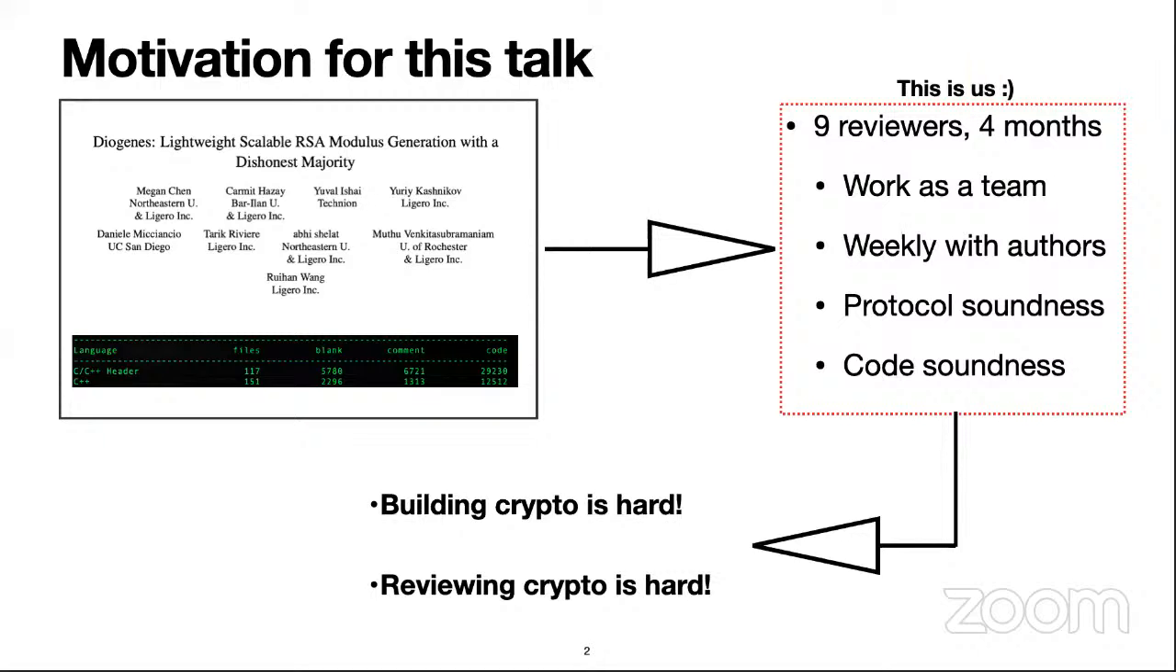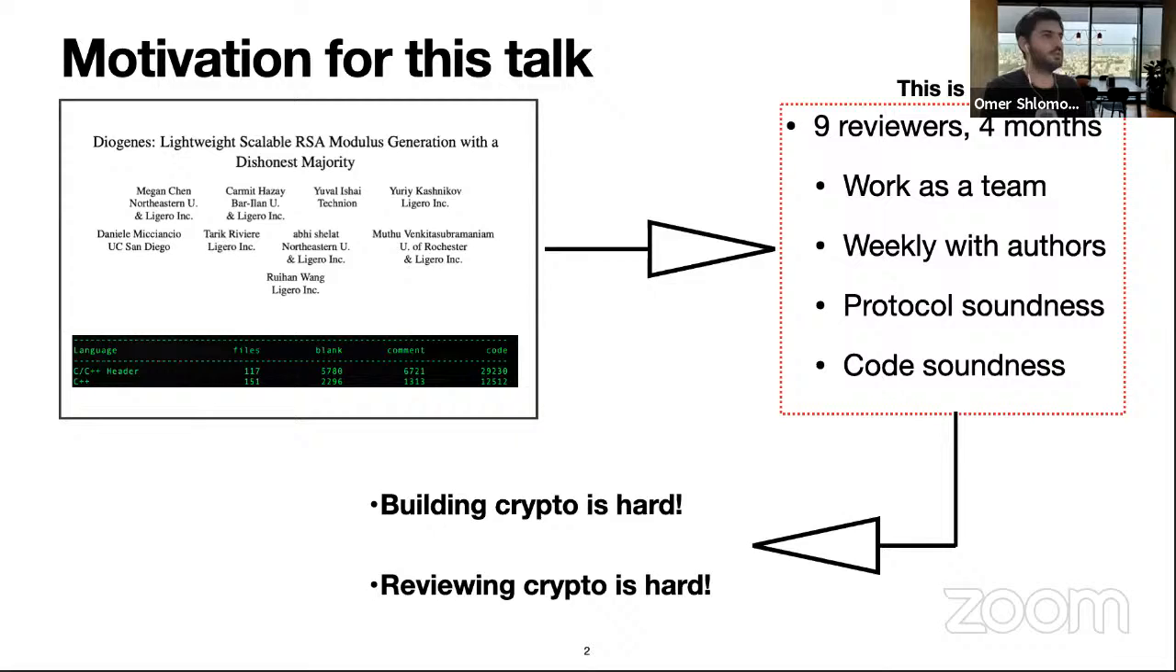So maybe the first point here is that it is a good opportunity for us to acknowledge the complexity and effort that it requires to actually build such a complex crypto system that is going to be used in production. And the other thing is that our review process was a bit unique. So we worked as a team. We were 9 reviewers. We've met with each other. We've met with the authors, and we needed to review the code and the paper and the security proofs.